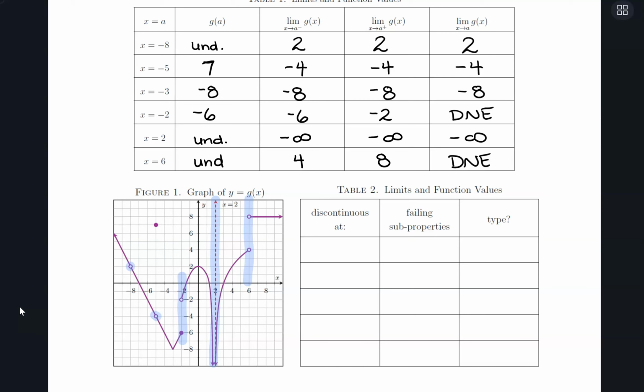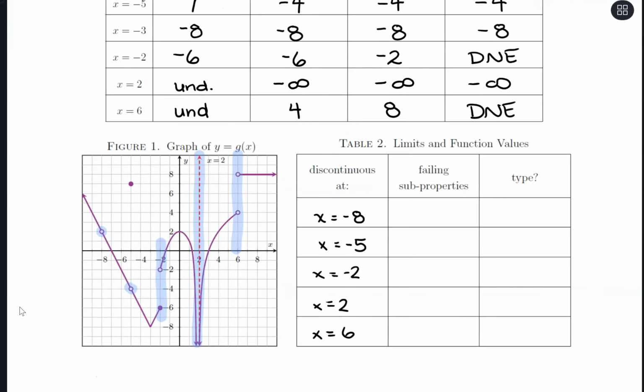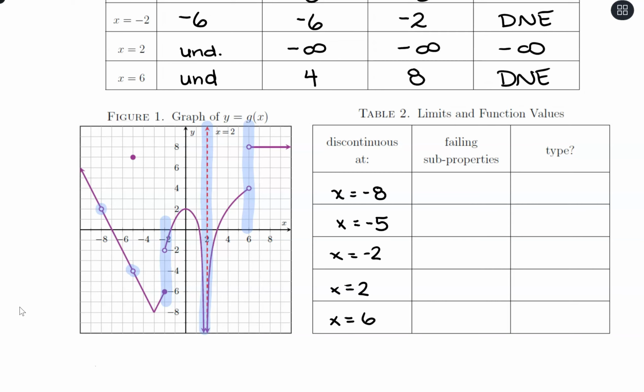One is happening at x equals -8, x equals -5, x equals -2, x equals +2, and x equals 6. It's almost like that table up above chose x values in a very specific way. Okay, so in terms of our subproperties, when we have a hole in the graph, that's where our f of a is not defined, so we'd be failing property 1, which also makes property 3 not work. And that is called our removable discontinuity.